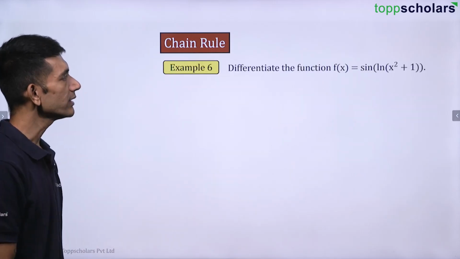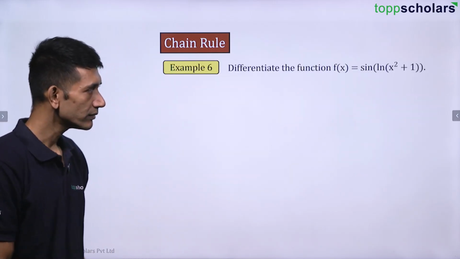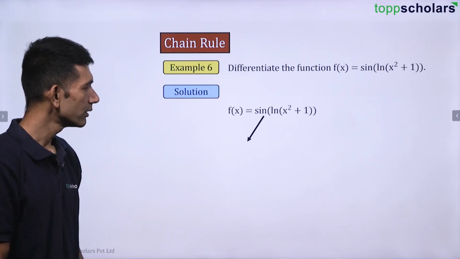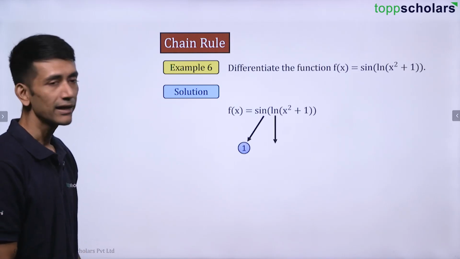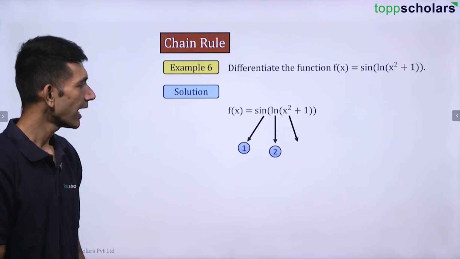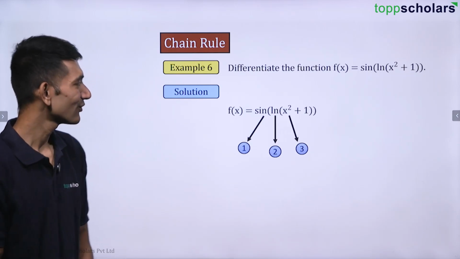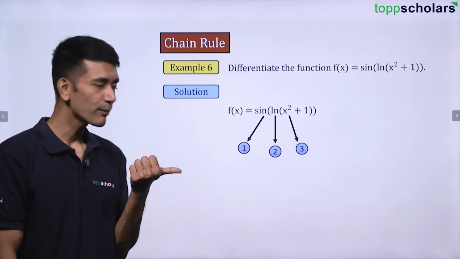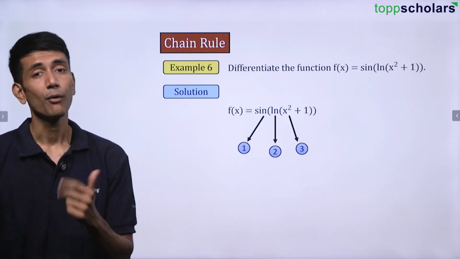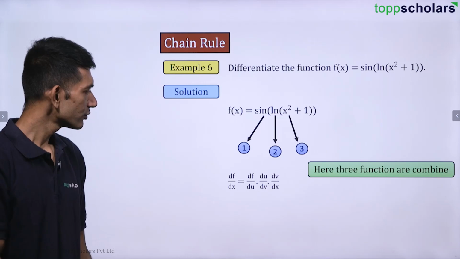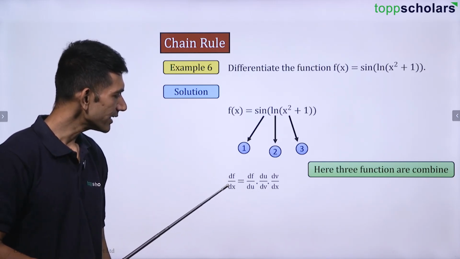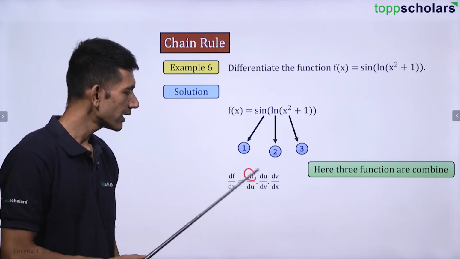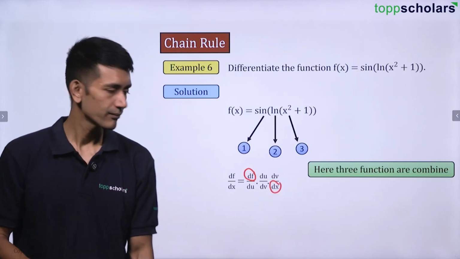Now see here, there is a function given f(x) is equal to sine of natural log of x square plus 1. Now sine is your first function and log is your second function, correct? And x square plus 1 is your third function. So we have trigonometric function, we have logarithmic, we have polynomial. So here the functions are combined. So this can be expressed as df by dx is equal to df by du times du by dv times dv by dx. Overall result is nothing but df by dx only. We are finding out df by dx only, correct?